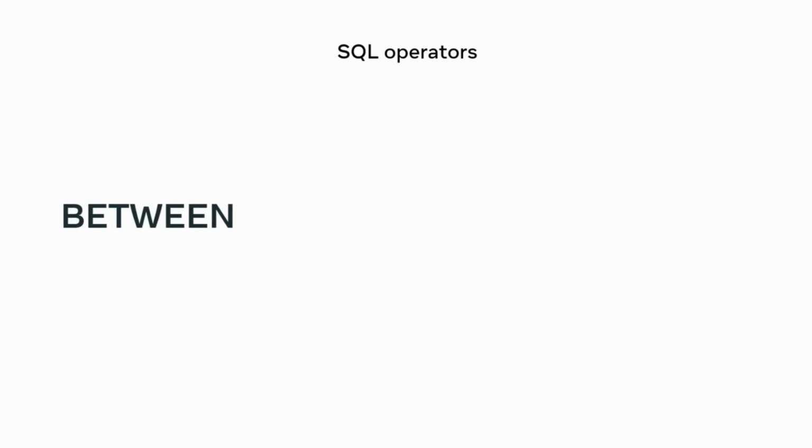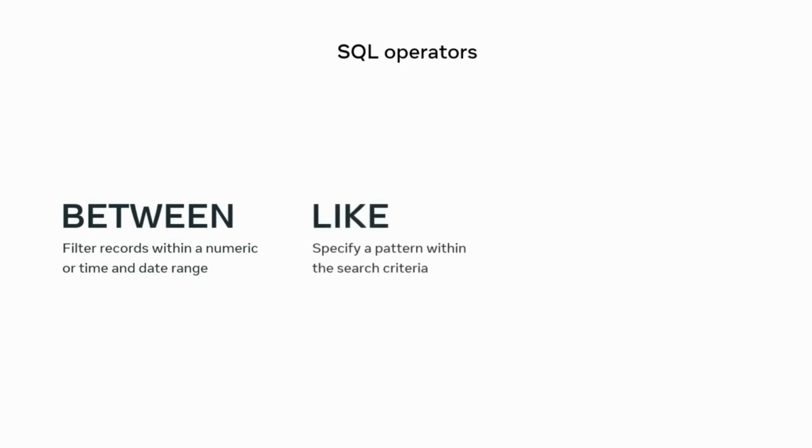With the between operator, you can filter records within a specific numeric or time and date range. The like operator is used to specify a pattern in the where clause filter criteria. And the in operator is used to specify multiple possible values for a column. Now, let's explore some examples of the where clause in select statements.